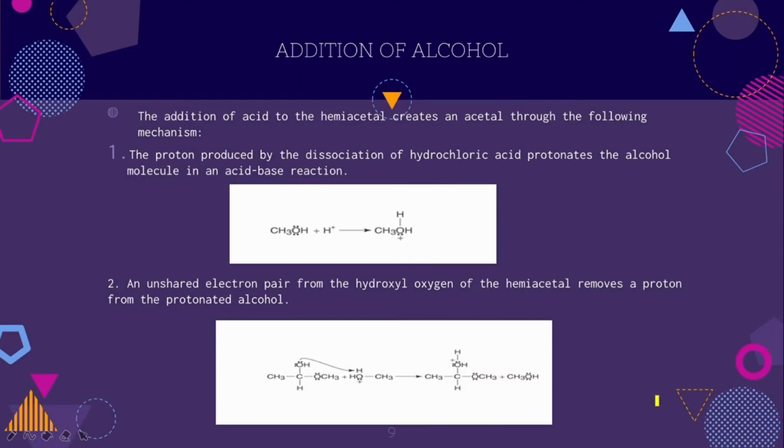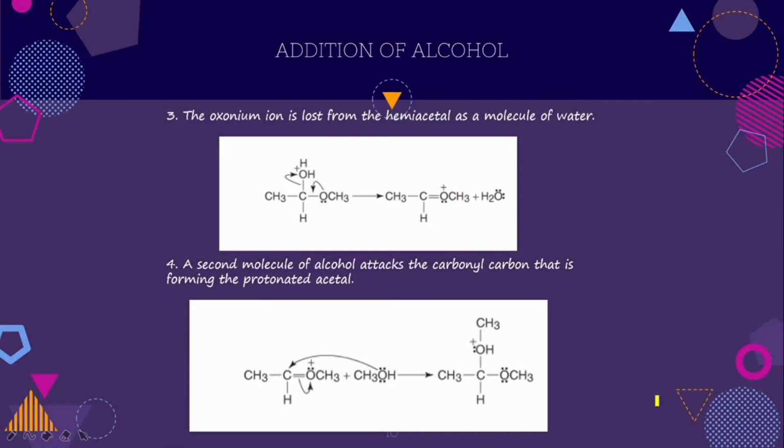The addition of acid to the hemiacetal creates an acetal through the following mechanism. In the first step, the proton produced by the dissociation of hydrochloric acid protonates the alcohol molecule in an acid-base reaction. Second, an unshared electron pair from the hydroxyl oxygen of the hemiacetal removes a proton from the protonated alcohol. Third, the oxonium ion is lost from the hemiacetal as a molecule of water.